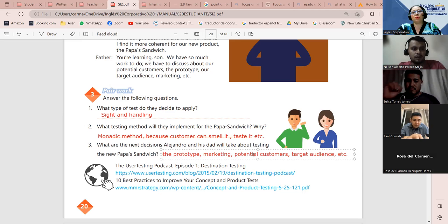Ahora, potential customers, lo que vimos ahora, ¿verdad? Demographic characteristics or traits, ¿verdad? Demographic traits. Vamos a ver, target audience. Target audience is almost the same as the demographic things, even though this is potential. This is potential. And this is the people who is going to participate in my testing, right? In my testing.